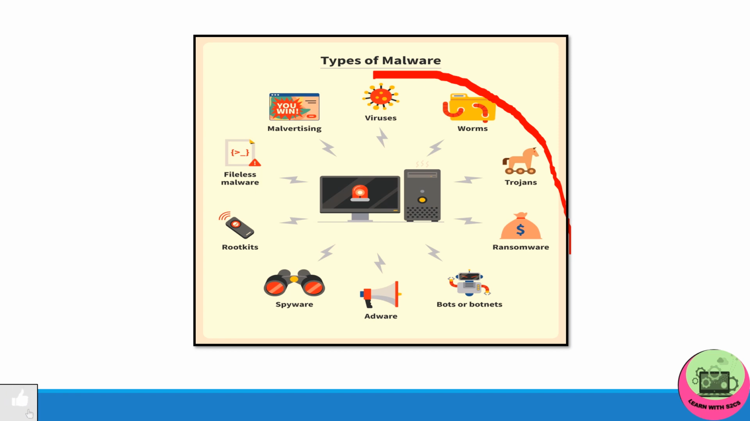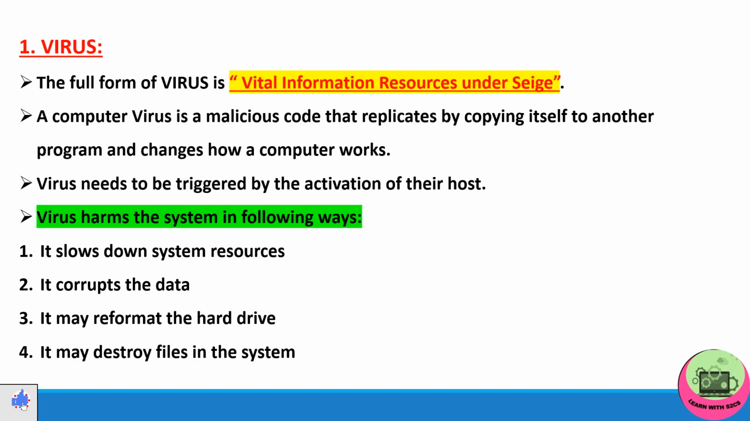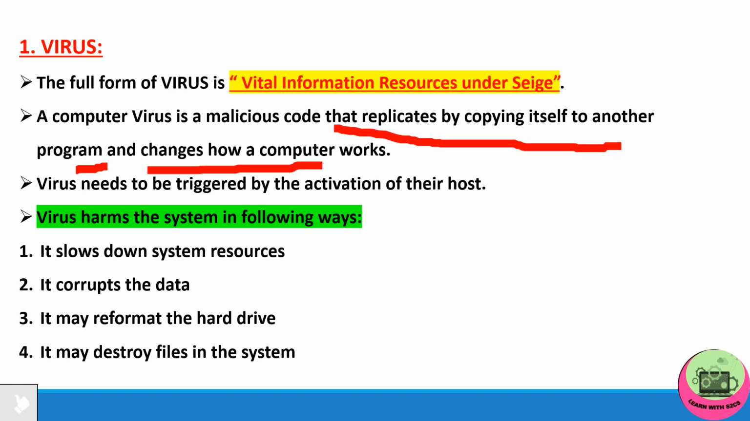So let's move further. The first one is virus. So what is the full form of virus? Vital information resources under siege. So what is a computer virus? Basically it's a malicious code that replicates by copying itself to another program and changes how a computer works. A virus needs to be triggered by the activation of its host. What happens is, until the user or host runs the program which is affected by the virus, till that point it will not spread into the computer. So it requires the activation of the host for spreading in the computer.